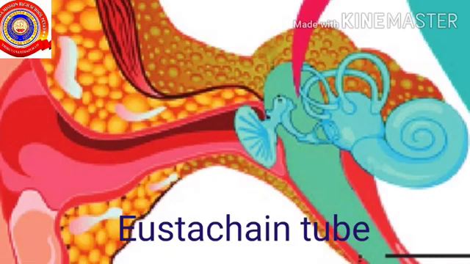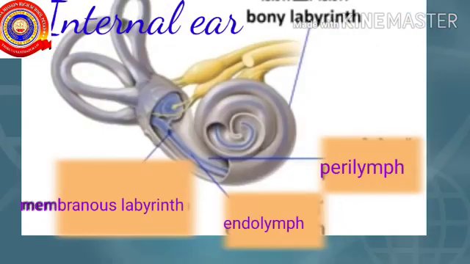Next is the Eustachian tube. It connects the middle ear and the pharynx. Look at the picture here. The function is it protects the tympanum by balancing the pressure which is coming from both the sides of the tympanum. Next topic is the internal ear.